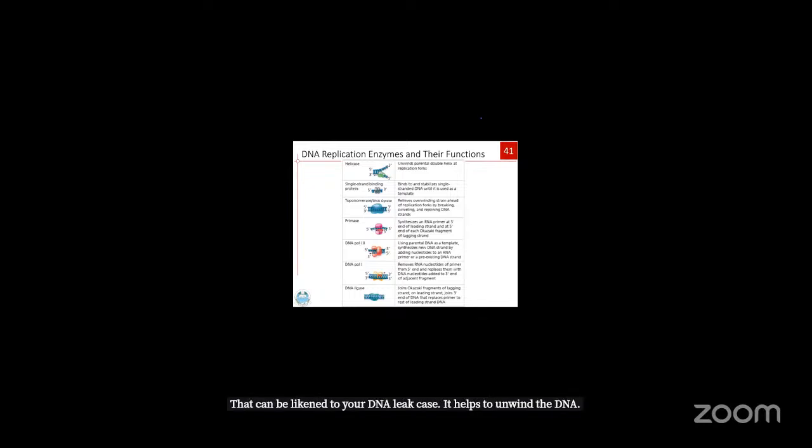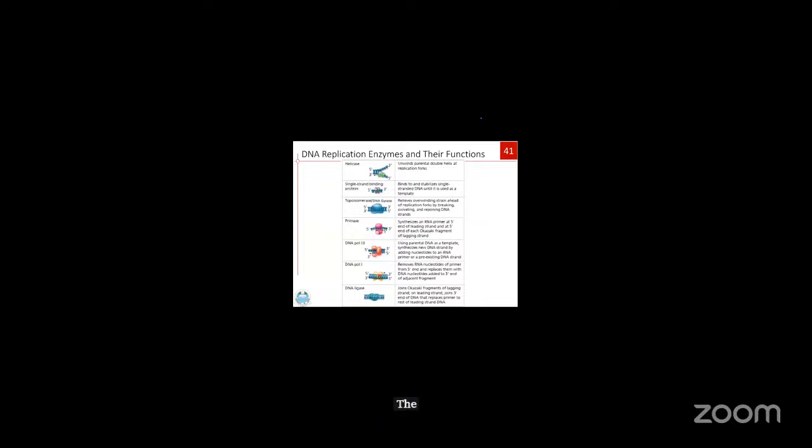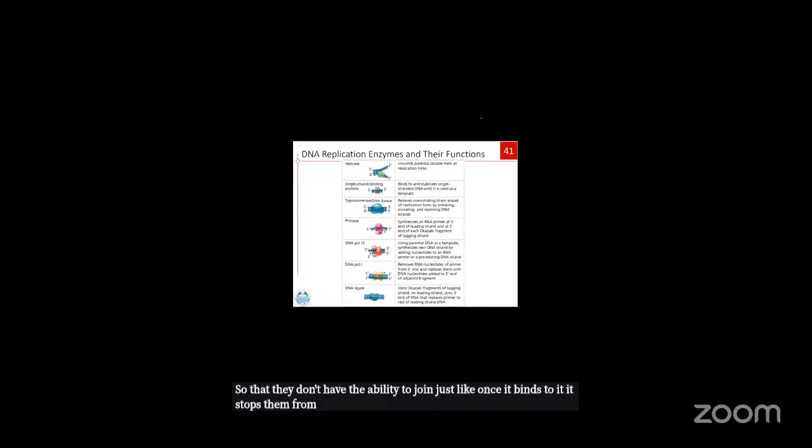Then when that DNA unwinds, there's an enzyme that prevents it from closing up again, because there's a tendency for the strands to reanneal and come together. But once that enzyme binds to them, it holds them apart. That enzyme is known as the single strand binding proteins. They bind on the open strands so that they don't have the ability to join.